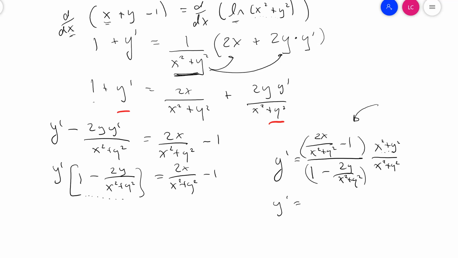So if I multiply this times this first term, I just get 2x. And if I multiply this times this negative 1, be careful with the subtraction sign. Okay, same thing here. X squared plus y squared. And then here, the x squared plus y squareds cancel. And that's a nice answer too. All right, so that was one of the questions.